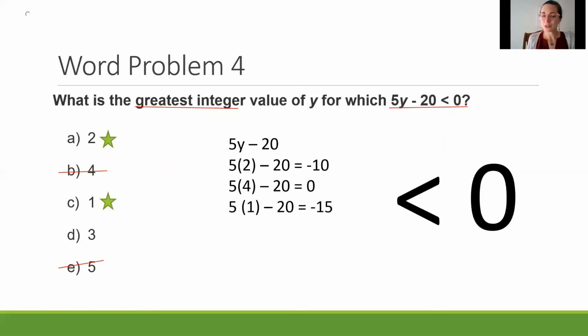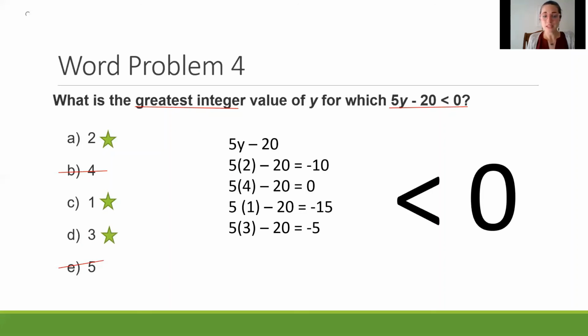Now let's try our other two. If we do 1, we'd have 5 times 1 minus 20, which would equal negative 15. That is less than 0, and it does work. But already I know, okay, 2 works, and it's bigger than 1, so I need to be aware of that if we're looking for the greatest integer, the biggest value.